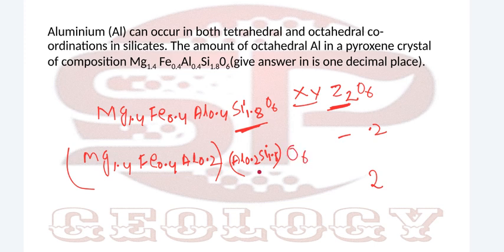So aluminum is also 0.2 towards the tetrahedral side and also 0.2 towards the octahedral side. So to complete the tetrahedral side, you require more 0.2, and also to complete the octahedral side, you require 0.2 aluminum.